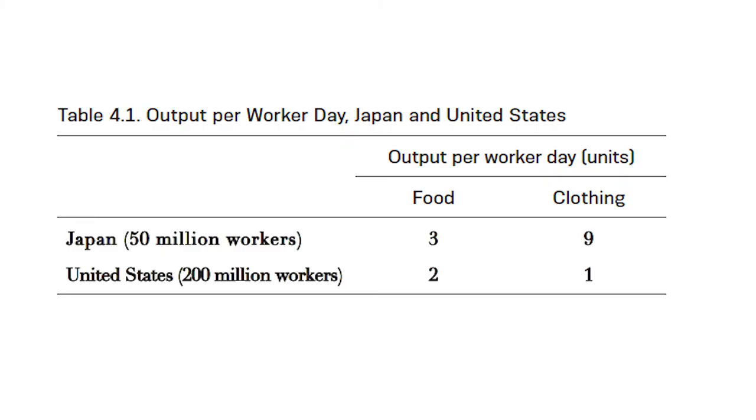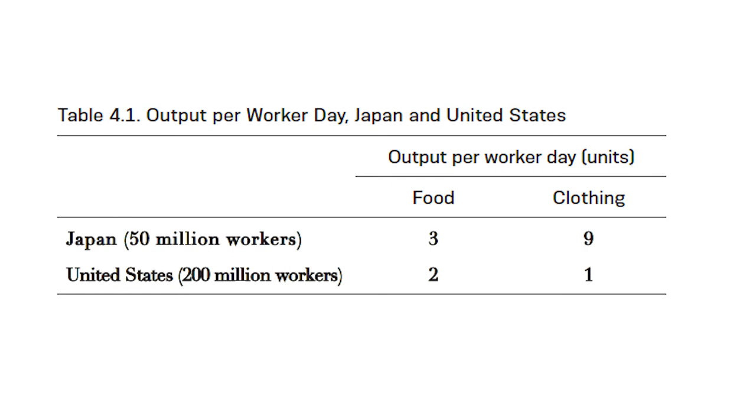Well, let's do it this way. Compare Japan's advantages. It has an absolute advantage in food and an absolute advantage in clothing. In which would you say it has the greater advantage? In clothing. Clothing, right? It's 9-1 better at clothing, where it's only 3-2 better at food. They're clearly much better.